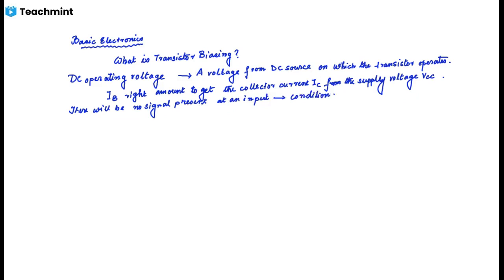So on this condition, if we want to get the right amount of collector current by providing the right amount of base current from the supply voltage VCC, then we have to do the biasing. Or the biasing is actually doing these things, or the actual thing.